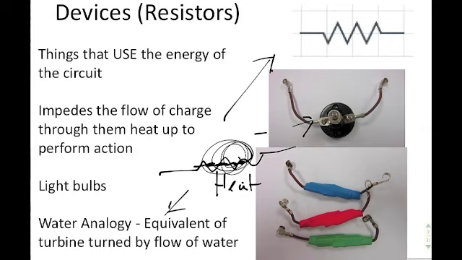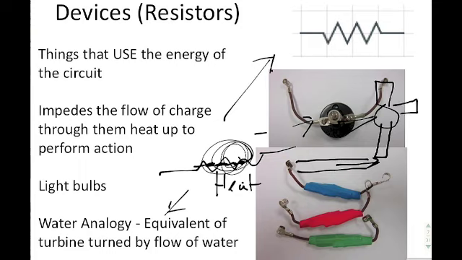Now, the water analogy for a device would be an example of a turbine. With a turbine, you have water that flows this way. So the water is going this way, and you stick a wheel that's kind of like a windmill, but for the water, attached to it.